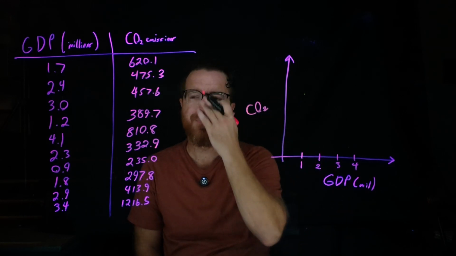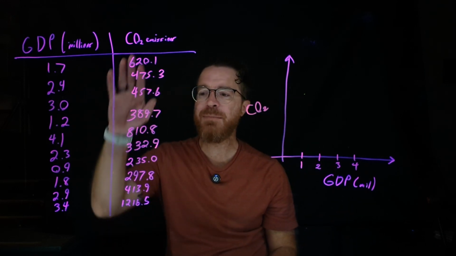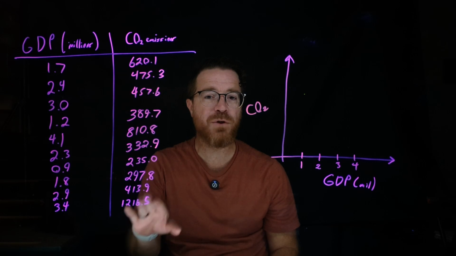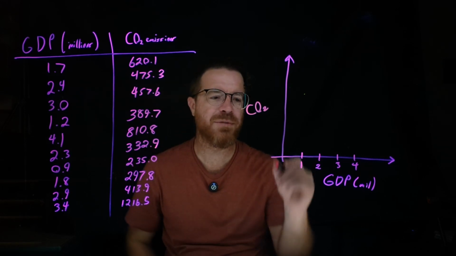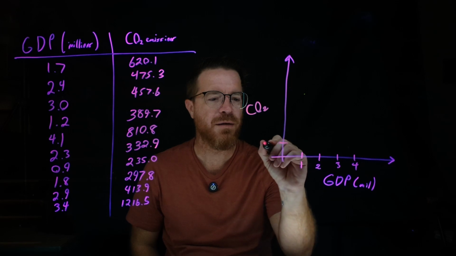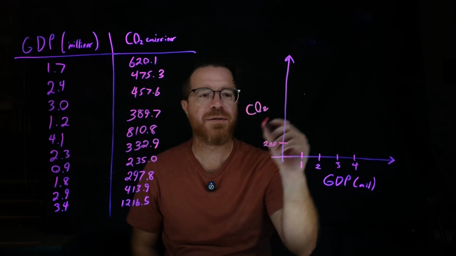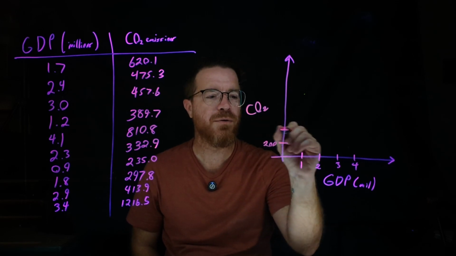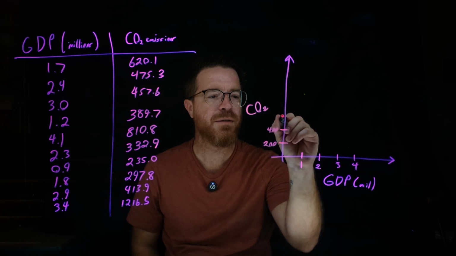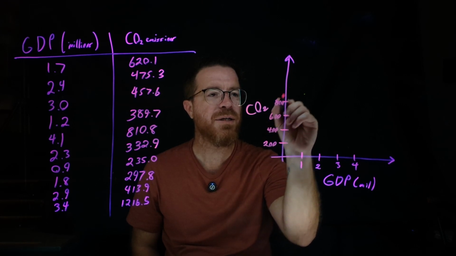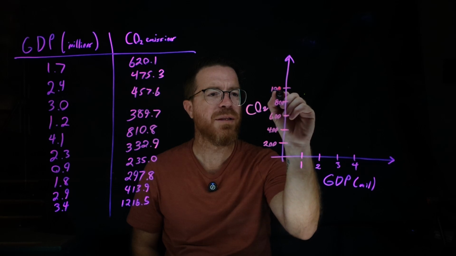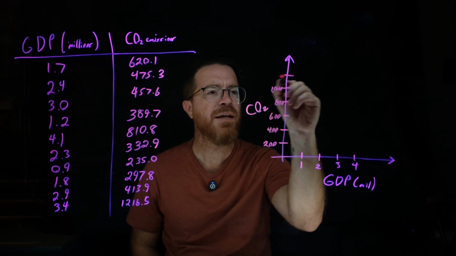So it's our CO2. And if you look at this scale, this seems to be in the hundreds up to a little over 1,200. So in this case, for scale I'm going to use something like 200. So this would be 200 tons. This is in tons. 400, 600, 800, 1,000, and 1,200.